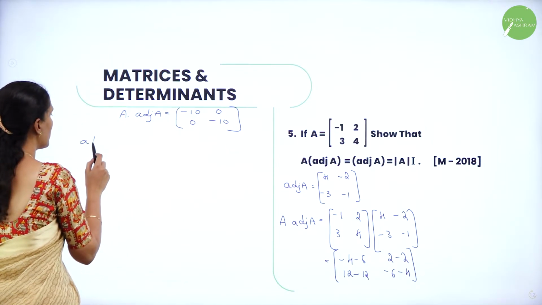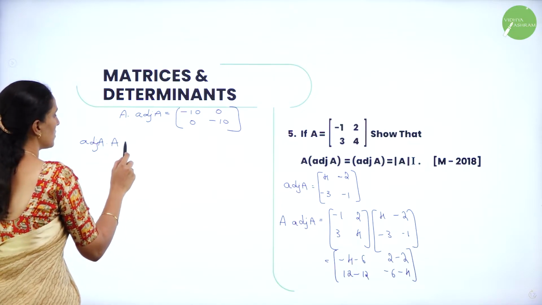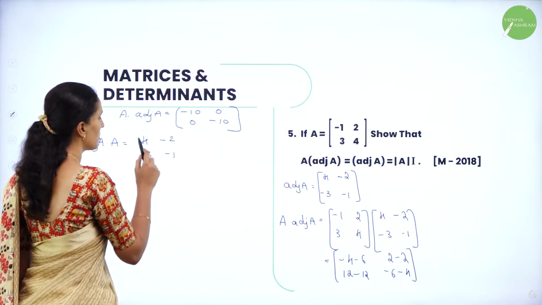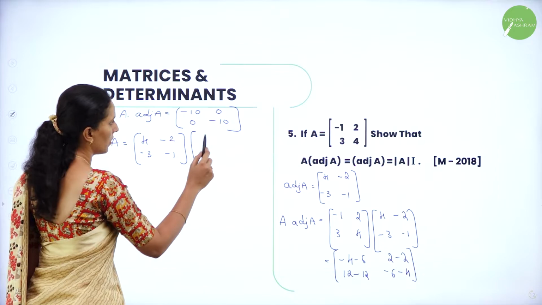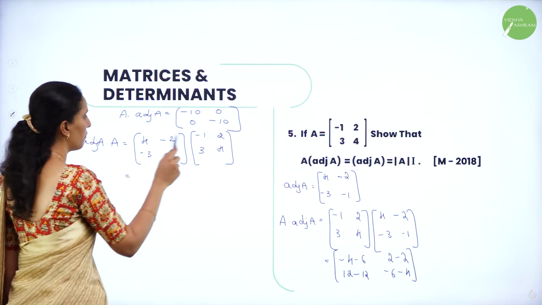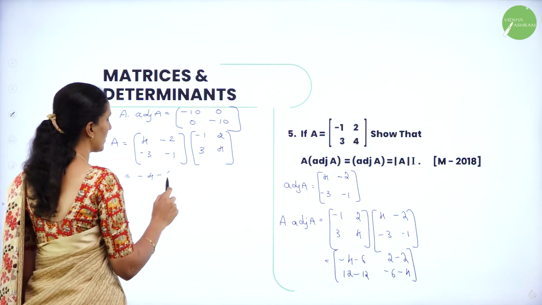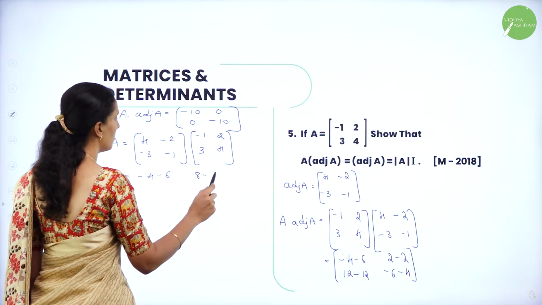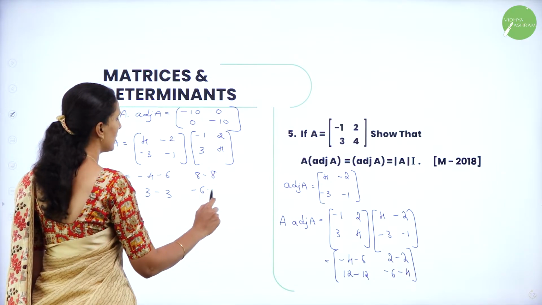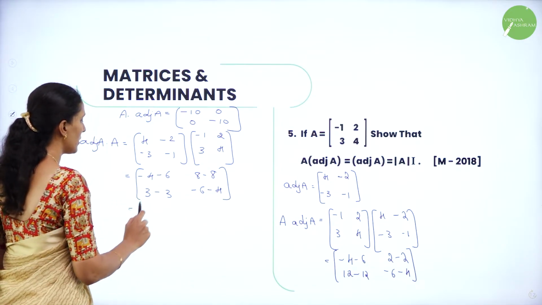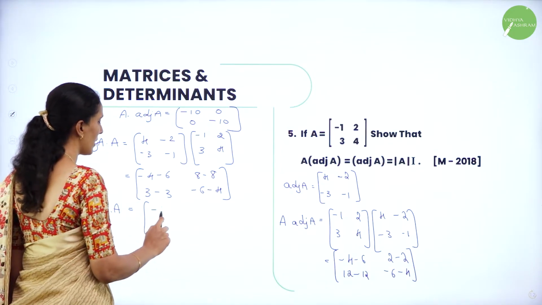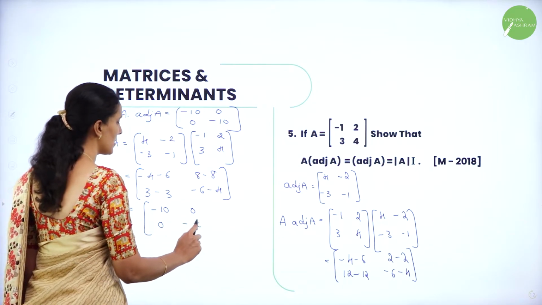Now, let's check it for adjoint A into A. So, adjoint A into A is 4, minus 2, minus 3, minus 1 into minus 1, 2, 3, 4. Let's multiply. 4 into minus 4 minus 6. Next we have 8 minus 8. Next we have 3 minus 3. Next we have minus 6 minus 4. So that is equal to adjoint A into A, which is minus 10, 0, 0, minus 10.